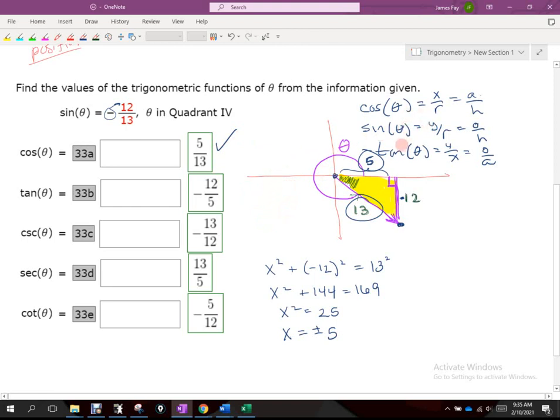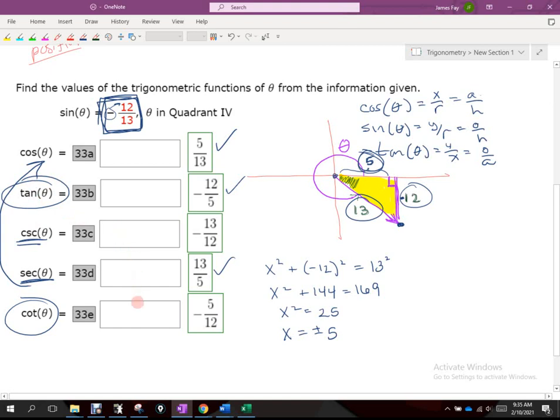Sine we already had. Tangent is y over x. So y is negative 12. x is 5. So that's where we're getting our negative 12/5. And then if I know cosecant and sine are related to one another, I just find the reciprocal of the one they gave me, so negative 13/12. Secant and cosine are related to one another. They're reciprocals, so 13/5. And then cotangent and tangent, so I should have negative 5/12.